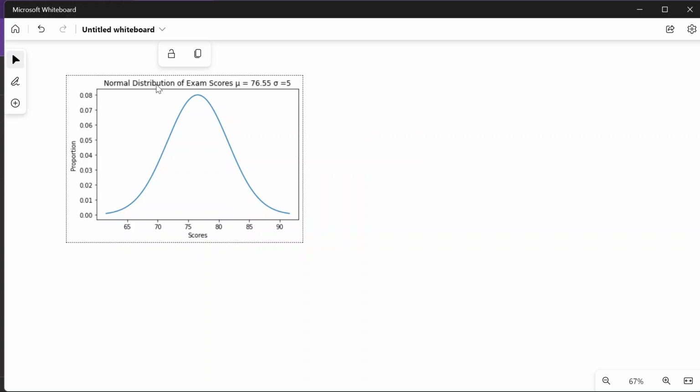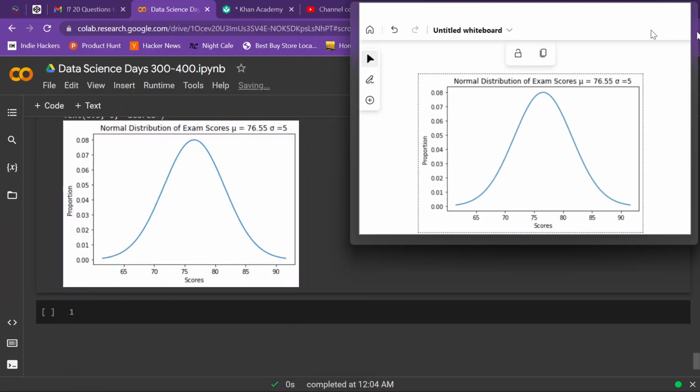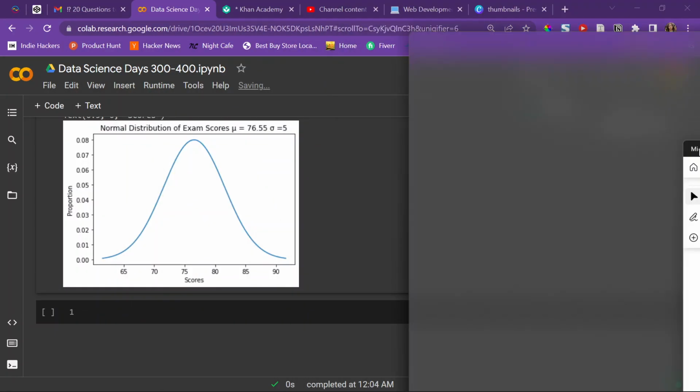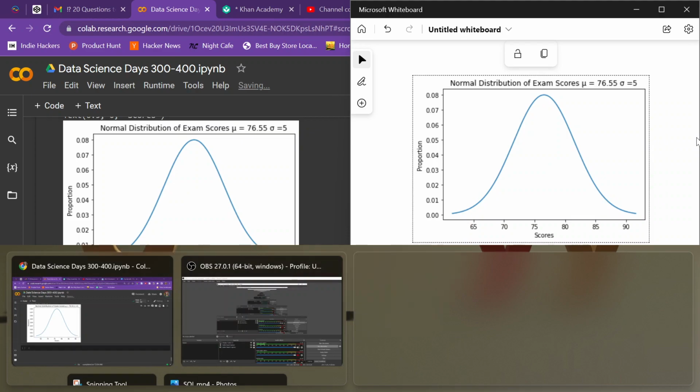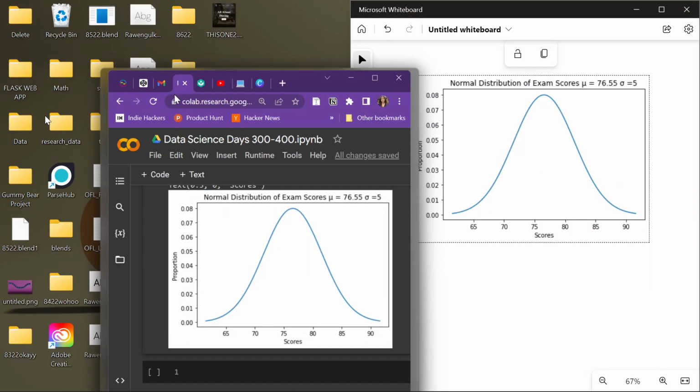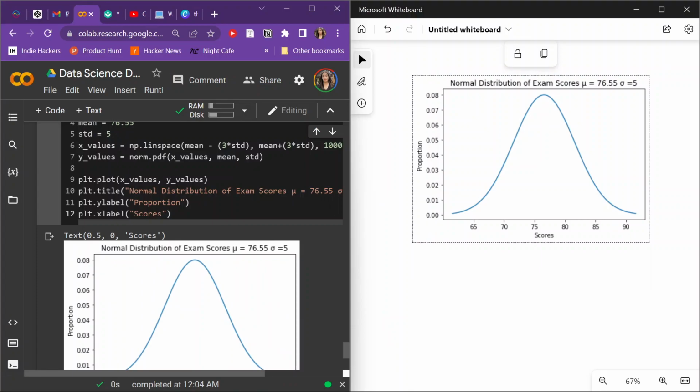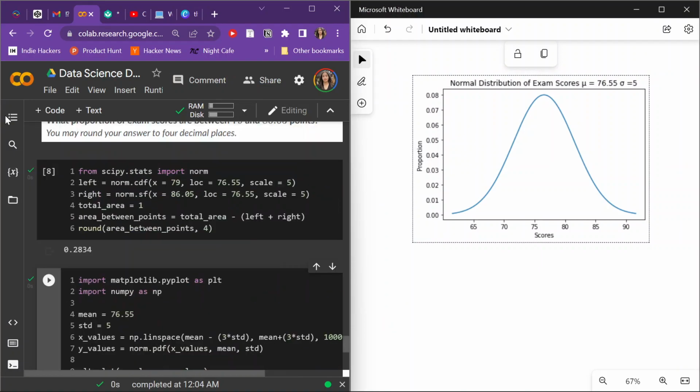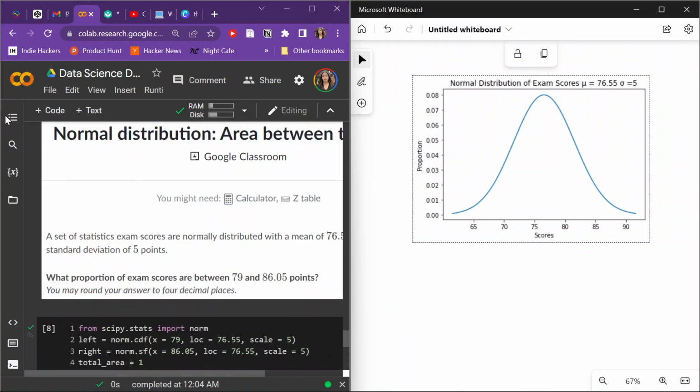So I will lock that. All right. So let me get my pen out. So basically what I did here is they basically wanted the area in between 2 points. And so if I remember correctly, let me just put this to the side over here. All right, so they wanted 79 and 86.05. So 79 is right about here.